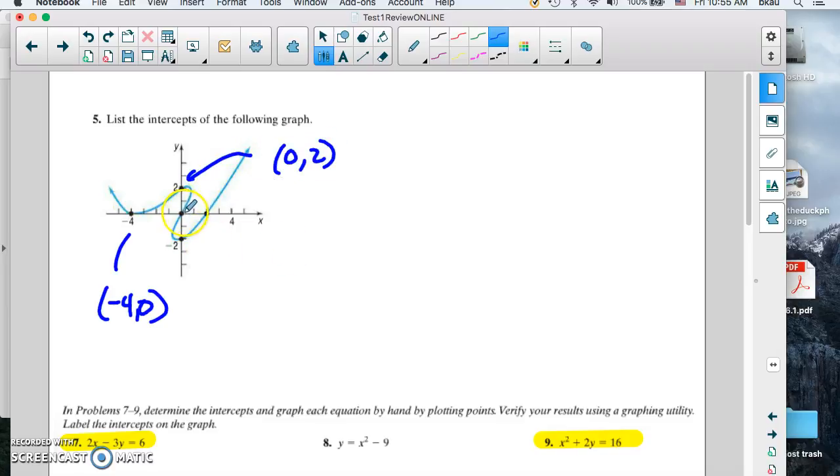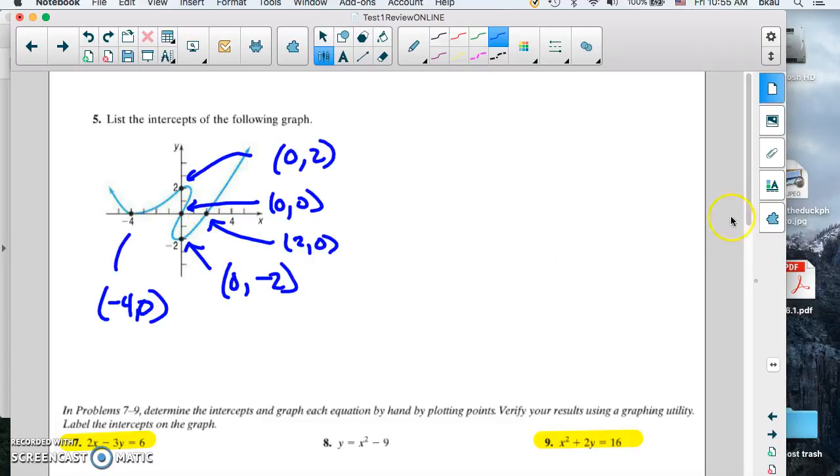This intercept is both an x and a y-intercept. That's 0, 0. This intercept is also a y-intercept, which is 0, -2. And the final intercept is an x-intercept, which is 2, 0. So we have 5 intercepts here: 2 that are only x-intercepts, 2 that are y-intercepts, and 1 intercept that's both x and y. So that's a list of the intercepts.